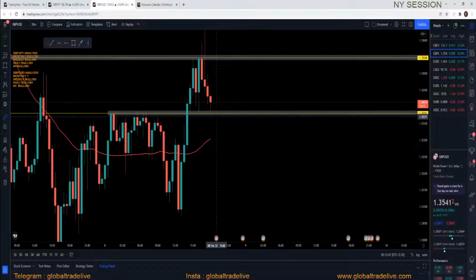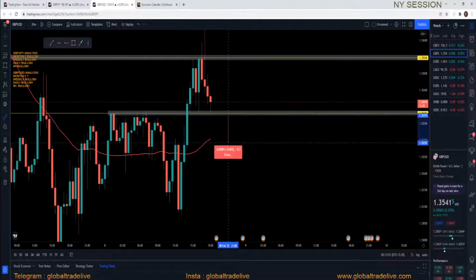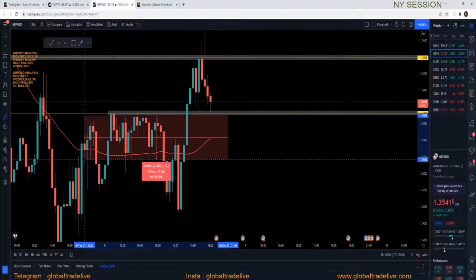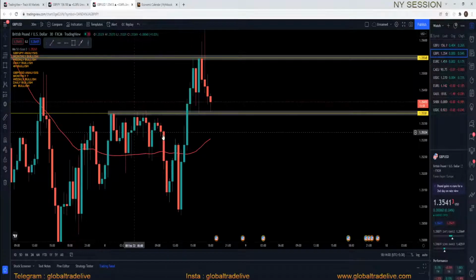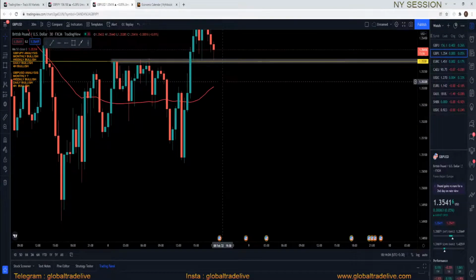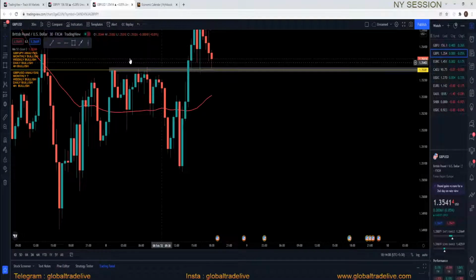If we have a candle closing below 1.35381, then we might take a sell over here, but I'm not sure about that because this is just pure consolidation area. Look at this flat moving average and this zigzag movement. I'll see if I can take a sell or not because I'm not sure about that.